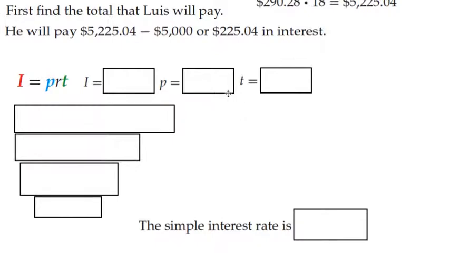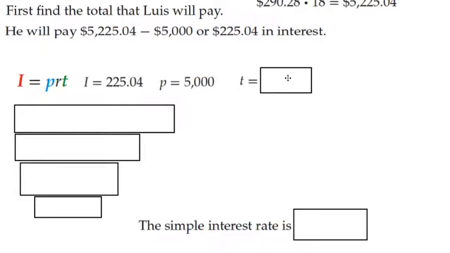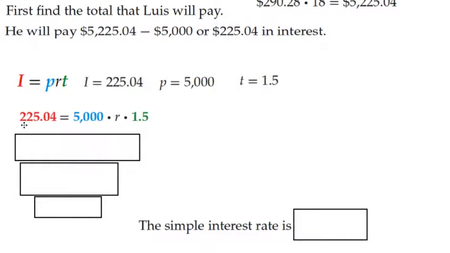So remember, we're trying to find the interest rate. So the interest he's going to pay is the $225.04. The principal was $5,000. The amount of time was 1.5 years. Remember, we're going to convert that. This was months up here only because we had a monthly payment. But our time is always in years in our formula. So now we're ready to see if we can solve for R. Let's plug in what we know. 225.04 is I. Principal is 5,000. We're looking for rate. Time is 1.5.